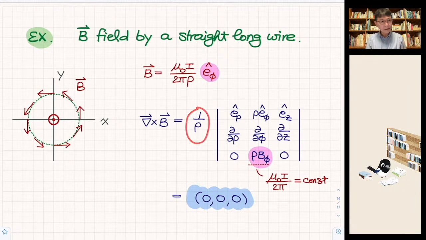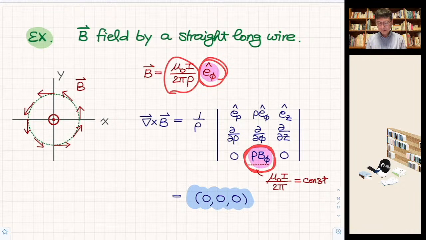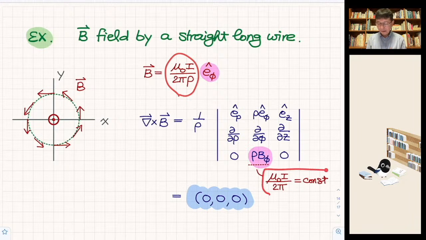You get 1 over rho, and the base vectors in the first row. The second row is just the partial derivatives with respect to rho, phi, and z. And in the third row, you just write down the components of the B field. You only get a non-zero e phi component. This phi component, be slightly careful, must be multiplied by rho in our formula. And once you multiply rho with B phi, what do you get? Something relatively simple. You just get mu 0 I divided by 2 pi, which is a constant.